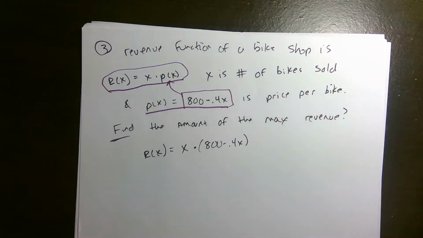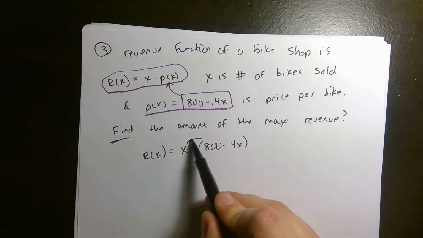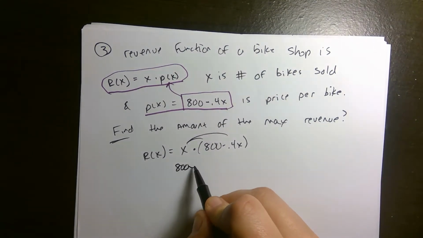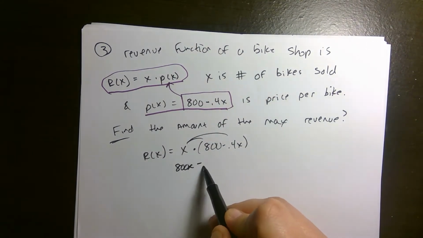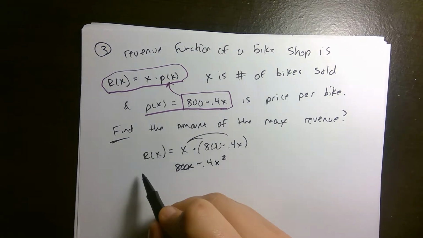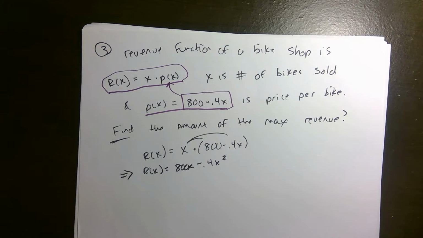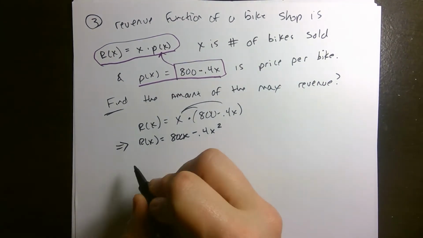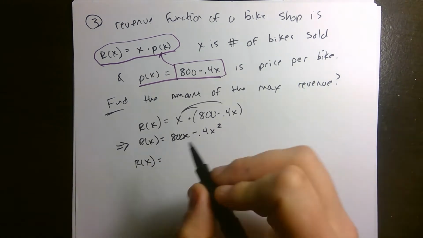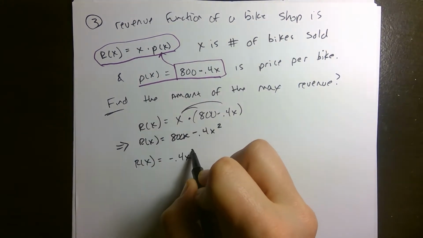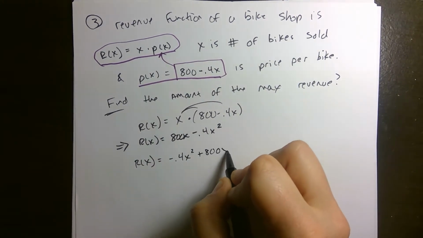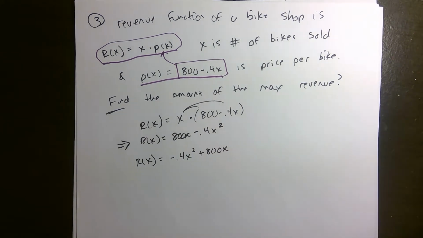Now we know that when we have things that need multiplied, we have to distribute. And so this is going to become 800x, and this is going to become negative 0.4x squared. And so now I have only one function, which is what I need. However, I want to always rewrite this in descending degree order. So I will have R of X equals negative 0.4x squared plus 800x. And so now my function is ready to go.